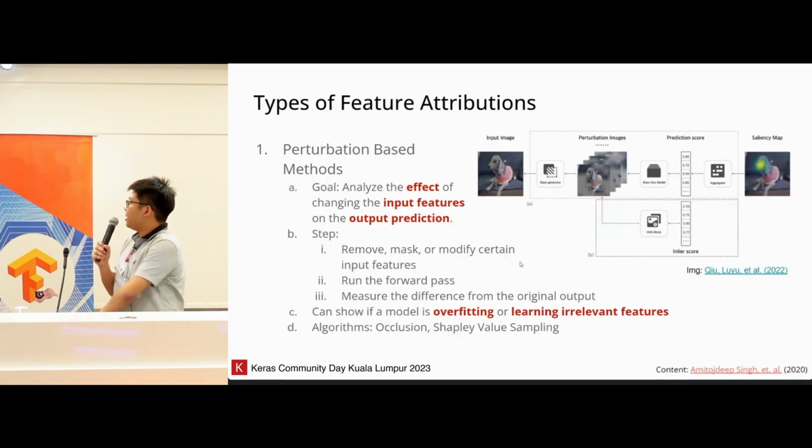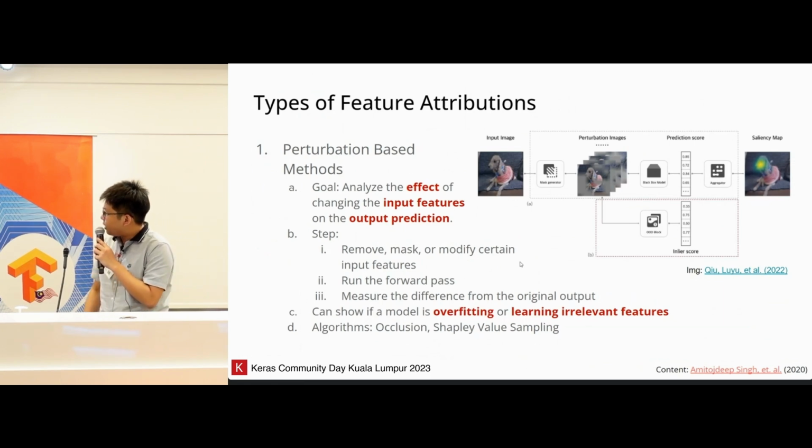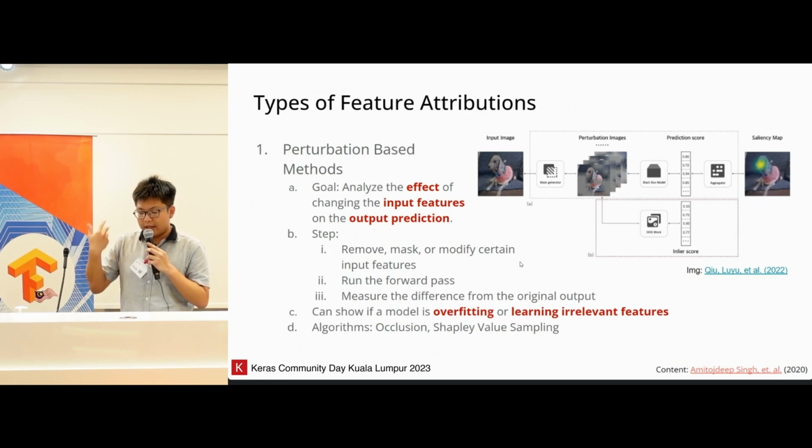Okay. So what is a perturbation-based method? The goal is to analyze the effects of changing the input features on the output predictions. What that means is that you want to study how an input feature change is going to affect the output prediction. So the process is like this.